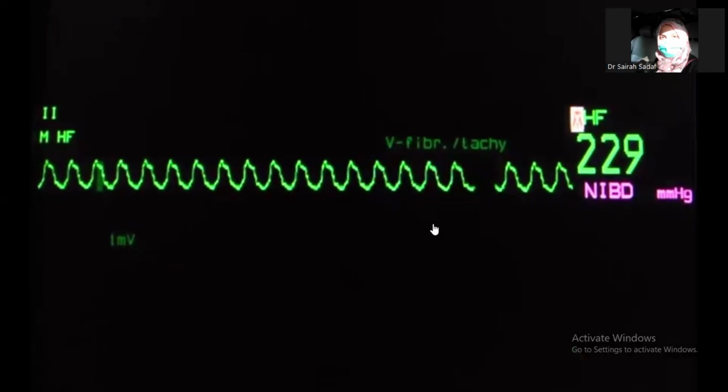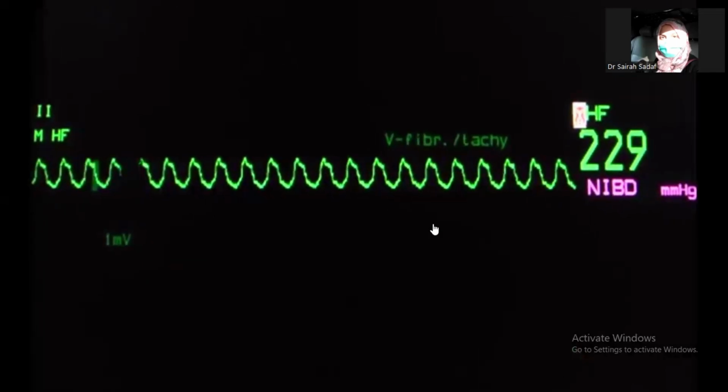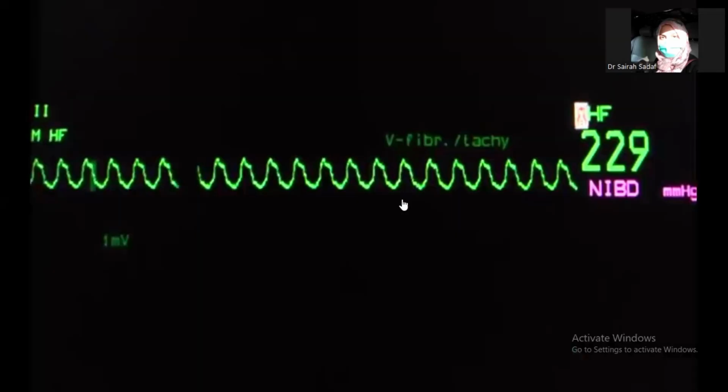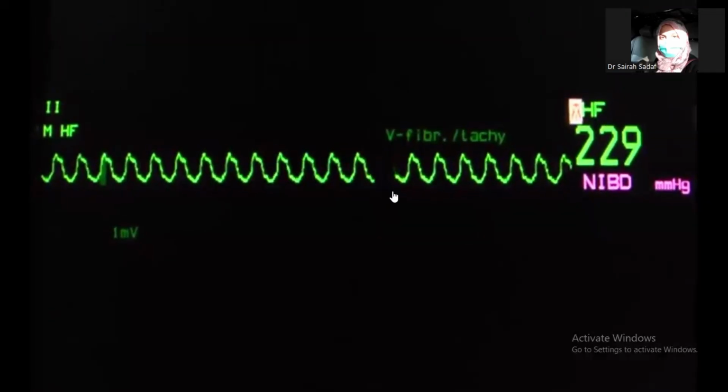This is a broad complex tachycardia. So it is most probably VT, or it may be another thing, aberrancy with SVT. It can be aberrancy with SVT, but usually we take it as VT. Yes, Ahmed, you're right. Exactly.